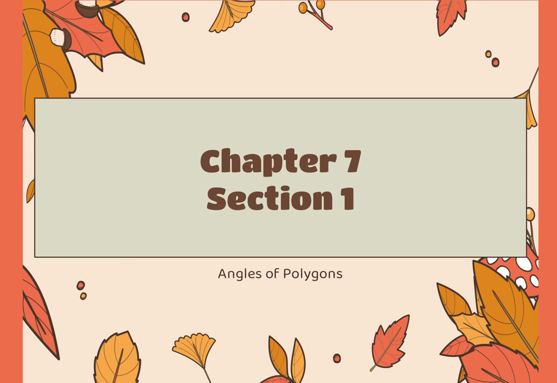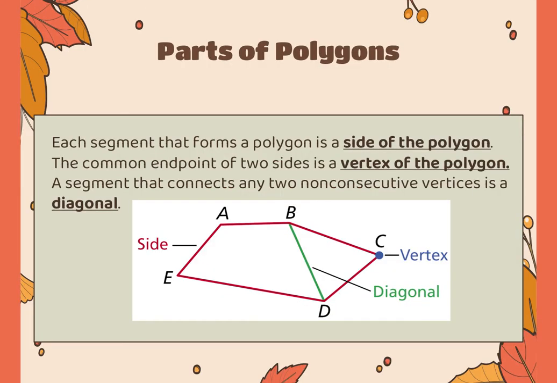This video is going to cover the notes for Chapter 7, Section 1, which is angles of a polygon. Remember to take notes while the video is going, and then make sure you submit them for the classwork grade for today. Like most of our chapters, this one starts with a lot of vocab.